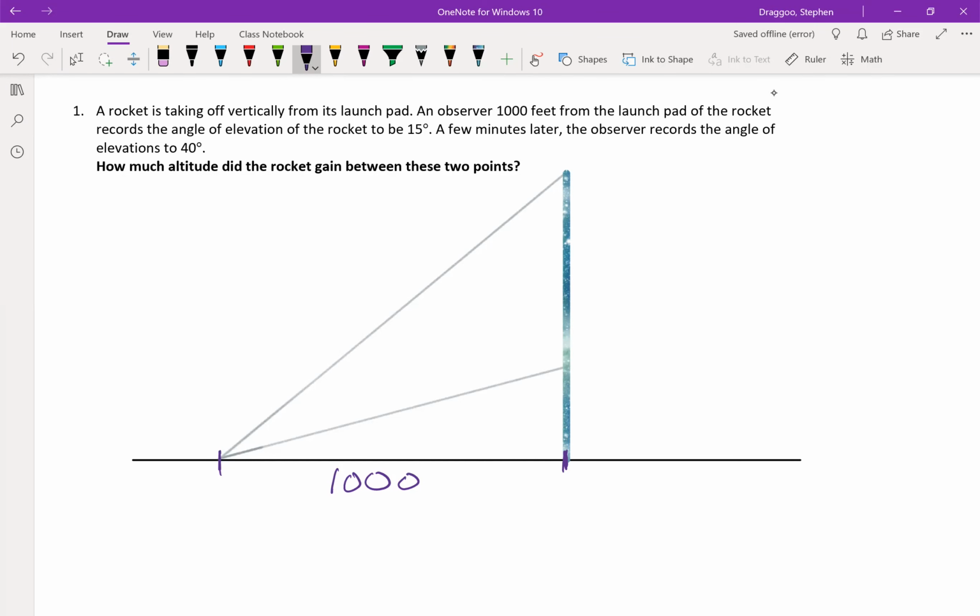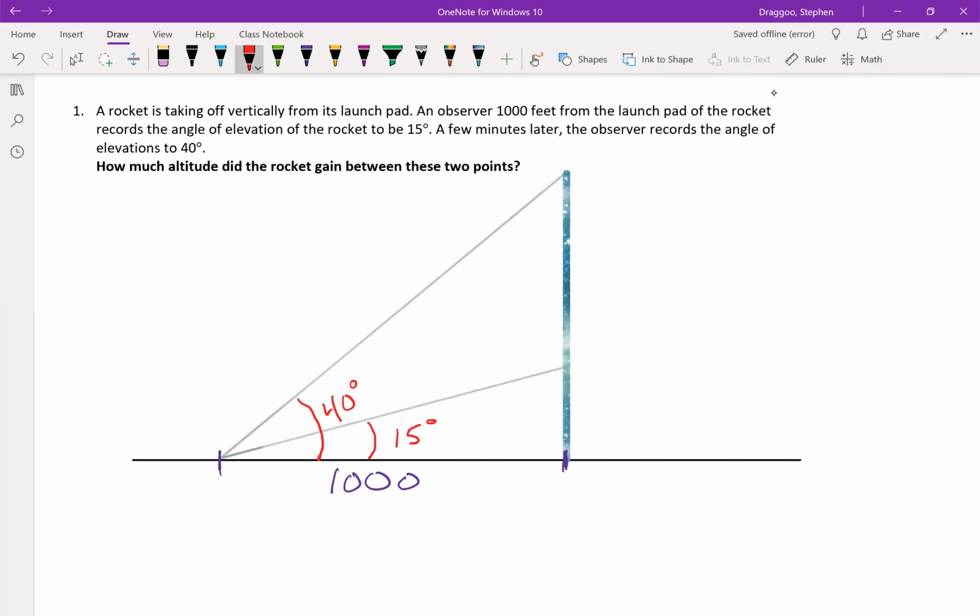Next, he records that the initial angle of elevation of the rocket to be at 15 degrees. So he makes some measurement down here, marked in red, and that angle is 15 degrees. There's a 15-degree angle of elevation. A few minutes later, he records the angle again, after the rocket's been continuing to travel upward, and finds the angle of elevation to be 40 degrees. Meaning this larger angle should be 40.